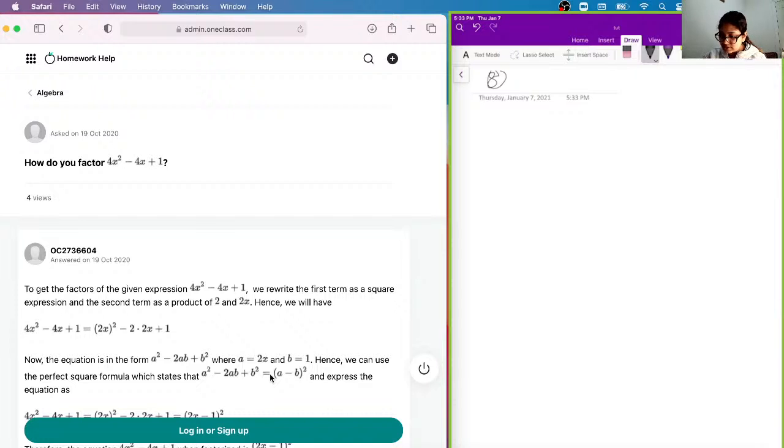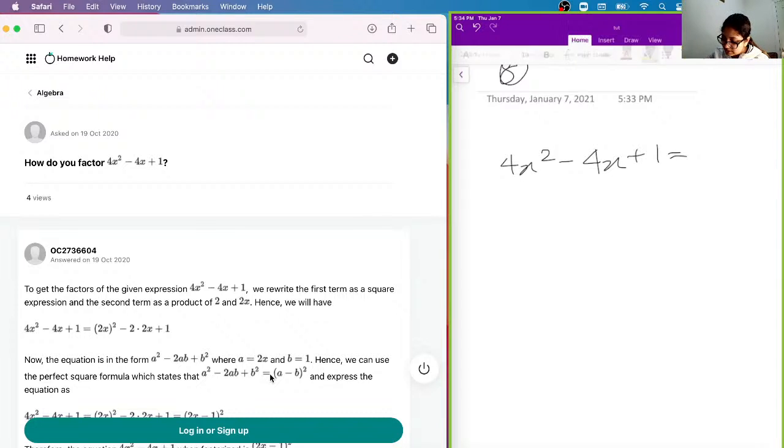Our next question says, how do you factor 4x squared minus 4x plus 1? Okay, so now to get the factors of the given expression, which is 4x squared minus 4x plus 1, we have to rewrite the first term as a square expression and the second term as a product of 2 and 2x.